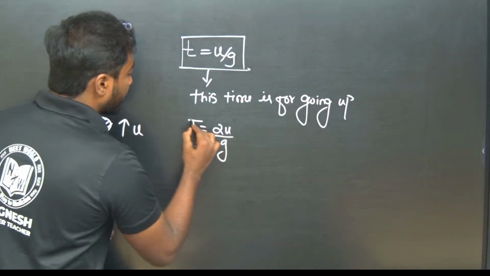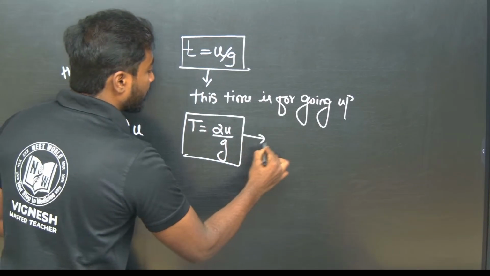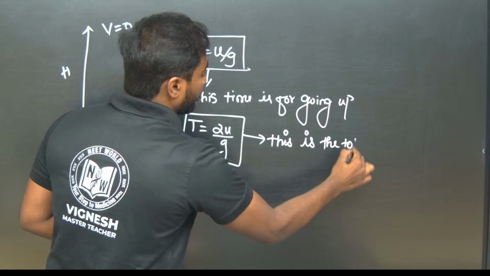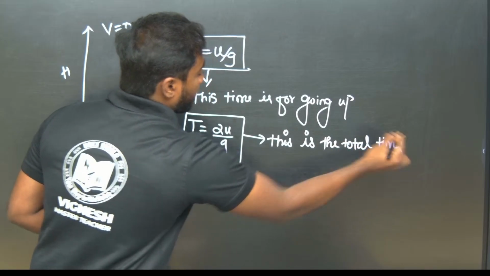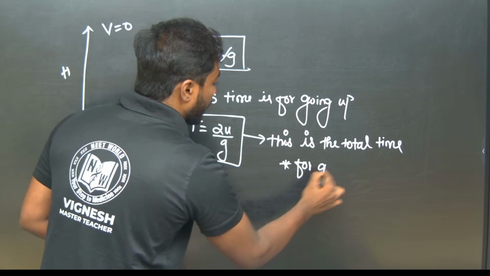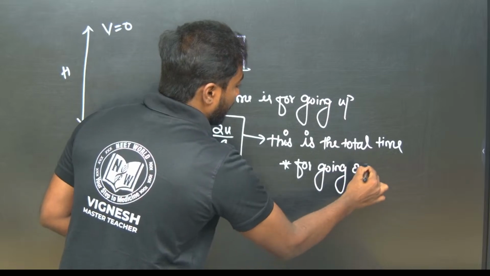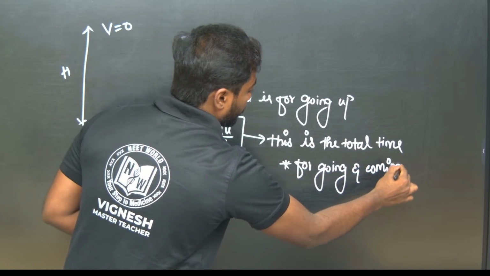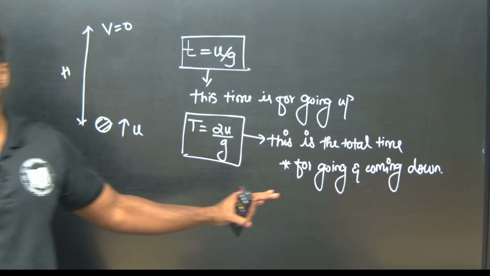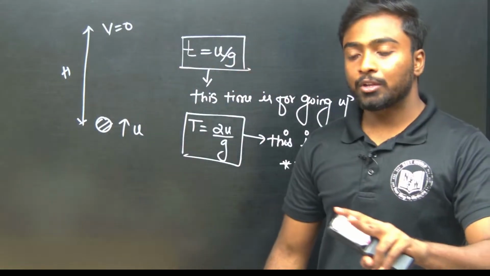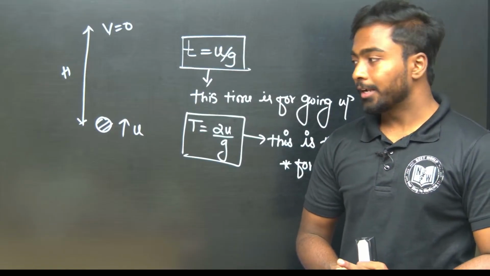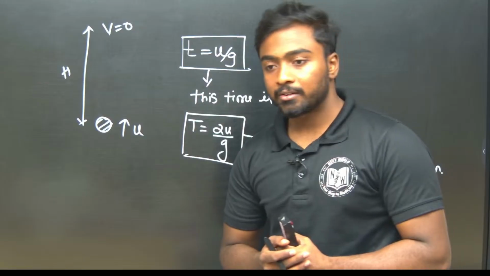So I'll write here, this is the total time, which is nothing but going up and coming down. Understood? It's clear about the vertical motion. So in vertical motion we have seen two topics, one is free falling body and one is throwing an object upward. Done. We'll see some problems regarding these now. Okay.